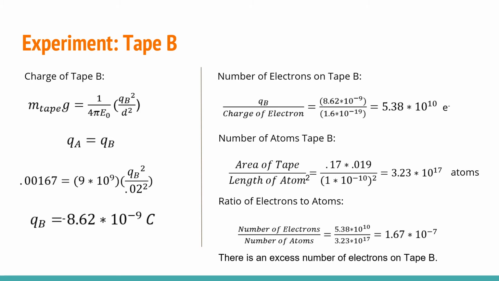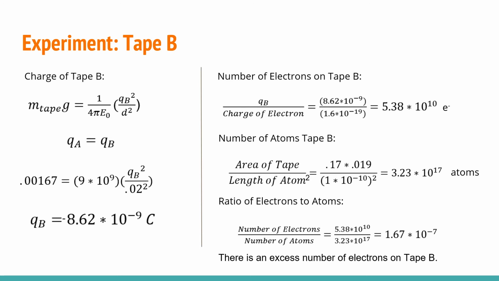Filling in the numbers we found in the previous slides, we know that the charge of tape B is now negative 8.62 times 10 to the negative 9 coulombs. Using this number, we can calculate the number of electrons on tape B, using the charge of tape B over the charge of the electron, finding that the number of electrons is 5.38 times 10 to the 10 electrons. In addition, the number of atoms of tape B is equal to 3.23 times 10 to the 17 atoms.